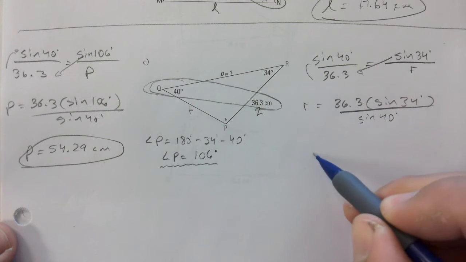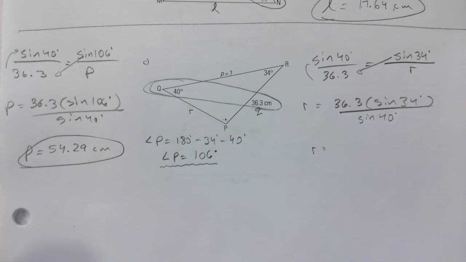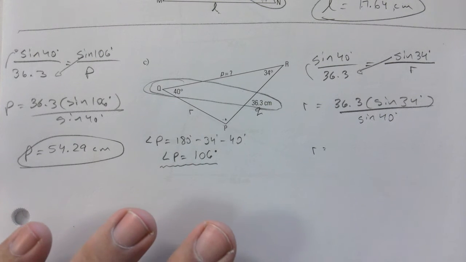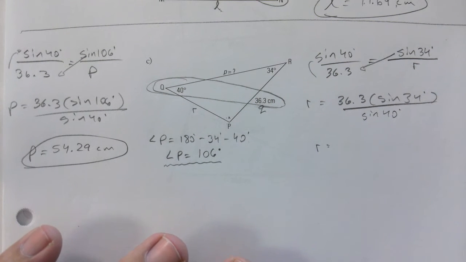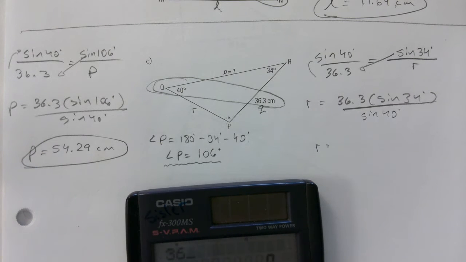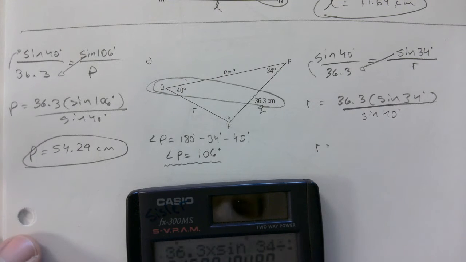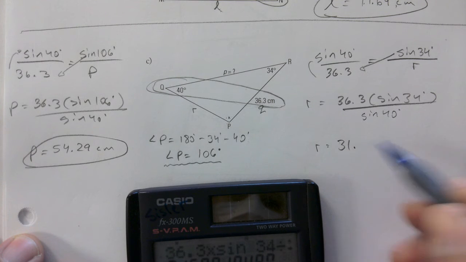Sine of 40. R is equal to... Did I not calculate r here? I didn't calculate it before, so I'm going to have to do that. 36.3 times sine of 34 divided by sine of 40. That's 31.58.